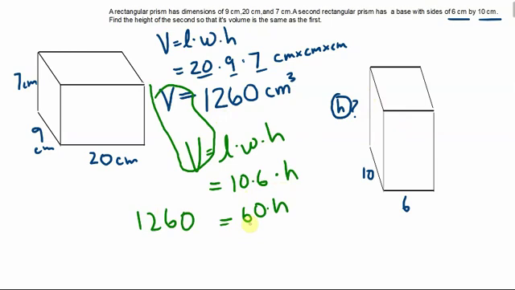The question now says 60 times something is 1,260. If I don't know what that is, well, I can simply divide both sides by 60 and get the height. I've already done this question, so in my calculator, take 1,260 divided by 60, you get 21, and the units we have are centimeters.